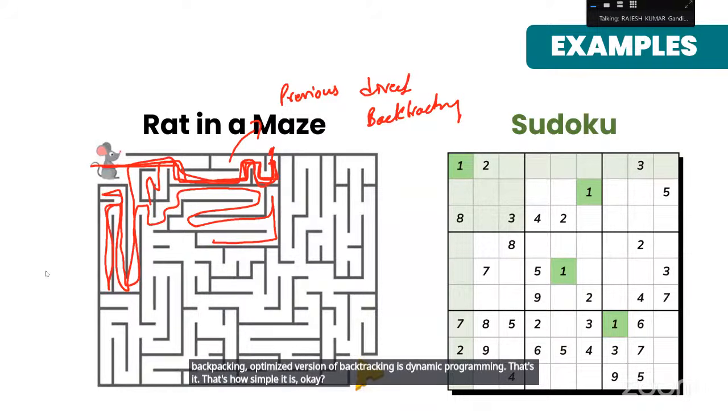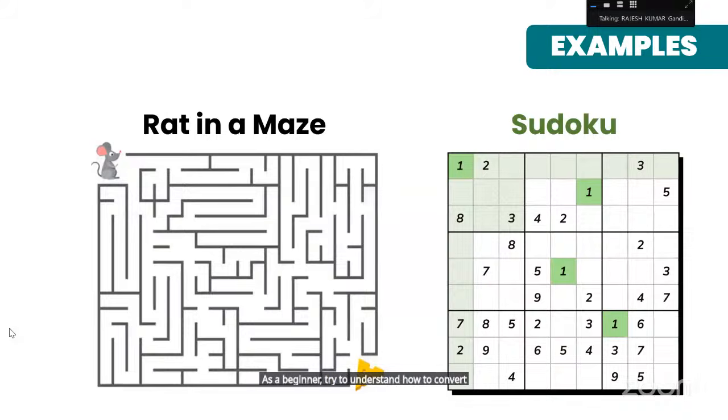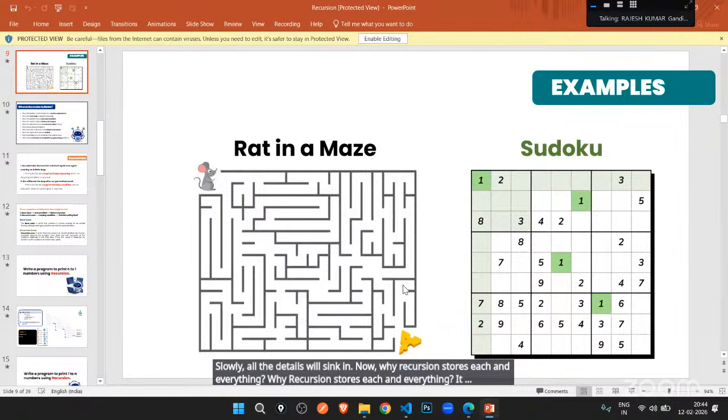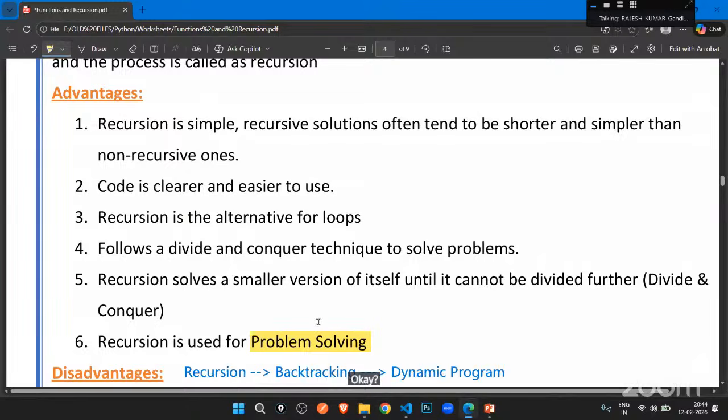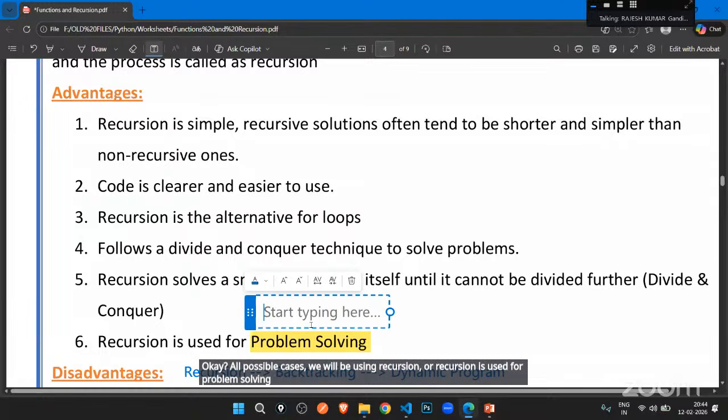Okay. As a beginner, try to understand how to convert a program into recursion. Slowly, all the details will sink in. Now, why does recursion store each and everything? It remembers all the parts that you have explored. Now, what did I tell you? Whenever we mention, okay, all possible cases, we will be using recursion. Or recursion is used for problem solving. Given a problem, it explores all possible solutions. It solves it. That's why it is used for problem solving. So whenever they mention all possible solutions, we use recursion.